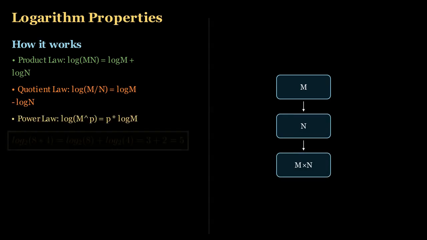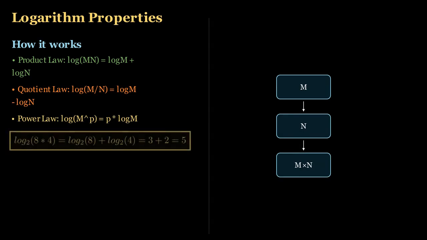The quotient law works the same way, but division subtracts exponents. The power law is a direct consequence of the power of a power rule. Let's use these properties to solve a real problem.